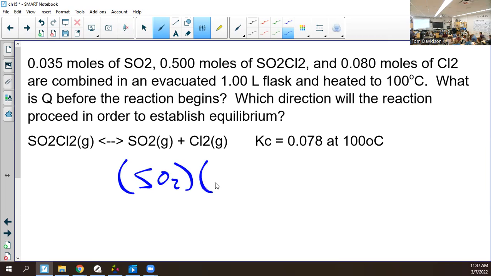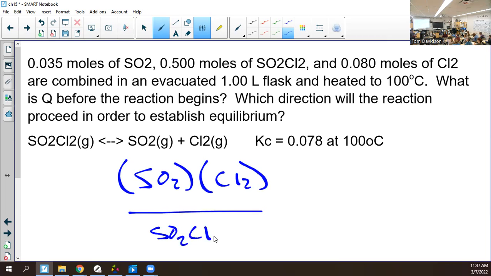SO2 Cl2 over SO2 Cl2. We okay with that? Okay. Q and K are the same expression, remember? So here we go.